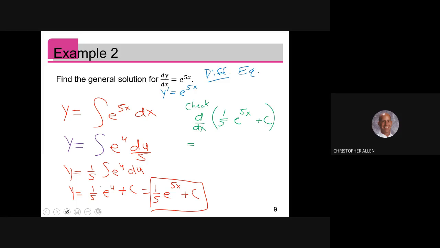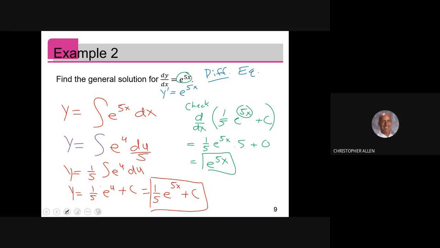I have to use the chain rule. So here we go. The derivative is going to be 1/5 e to the 5x, and then you have to multiply by the derivative of 5x. What is the derivative of 5x? It is 5. And again, I'm going to go ahead and put the plus 0 there, just to make sure everyone realizes that c did turn into 0. Guess what happens to this 1/5 and that 5? It disappears. So you're left with this, which, by the way, was what we wanted.